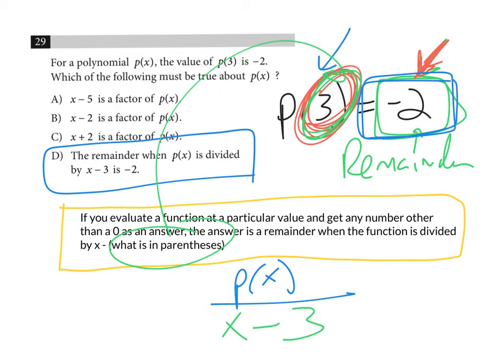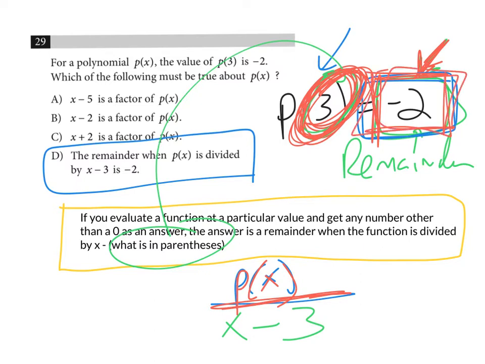So if I take this mysterious p of x function, which they don't even give you, but they don't really need to give you, and divide it by x minus, in this case, 3, because I'm evaluating p of 3, then the answer that you get, negative 2, is the remainder. And this is going to be something that you're going to be learning very early in your pre-calculus math course next year.